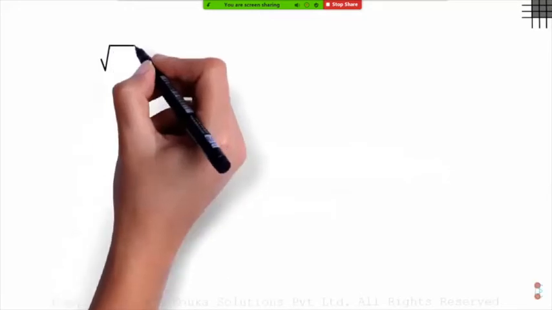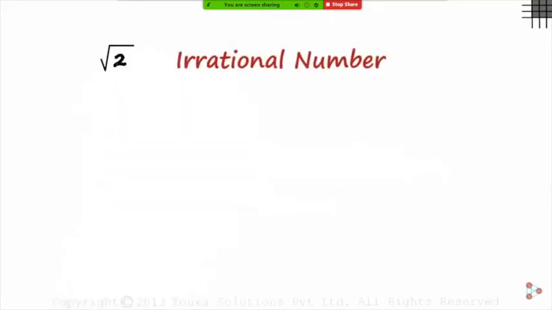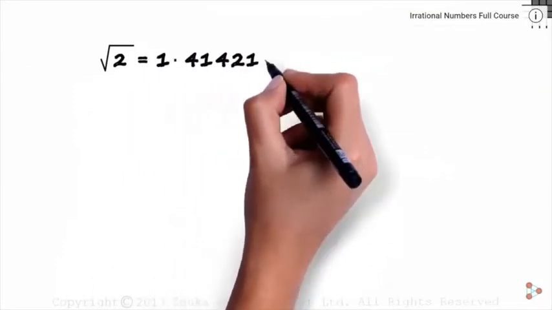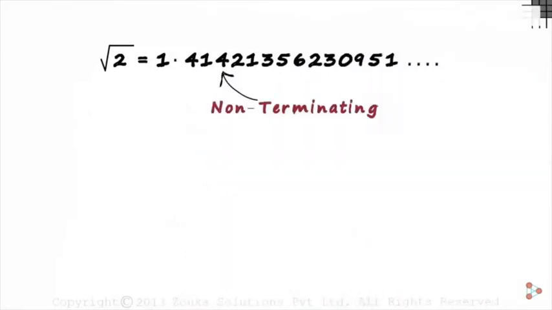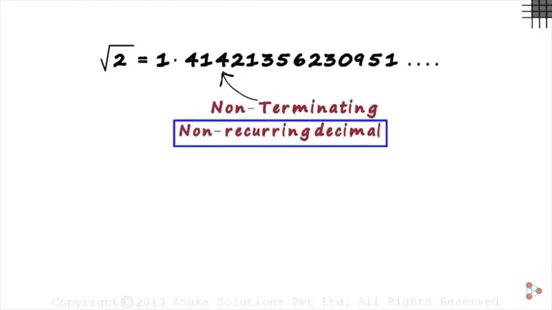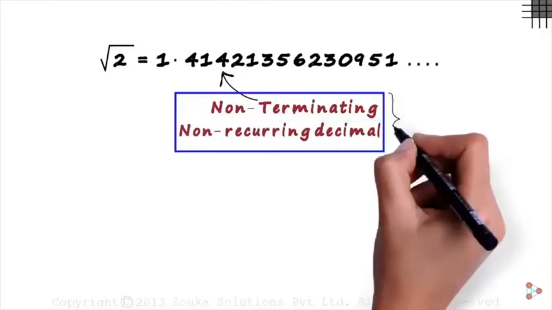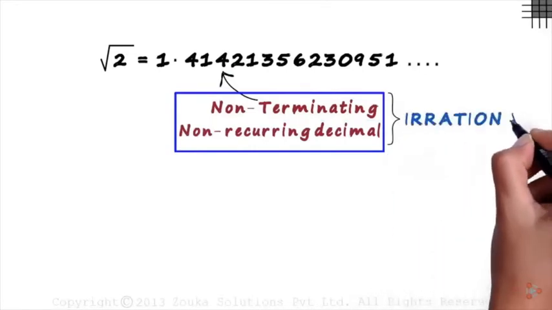Now we know that square root of 2 is an irrational number. If you use a calculator to calculate the value of root 2, you will get something like 1.4142135 and so on. This value that you get is actually non-terminating. It is never ending. Also, you will not find any pattern in the digits after the decimal. Hence, it's also called a non-recurring decimal. There is no pattern that occurs again and again. These kinds of numbers are called irrational numbers.